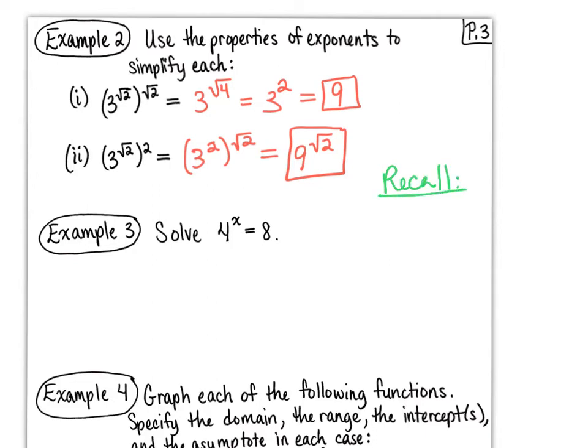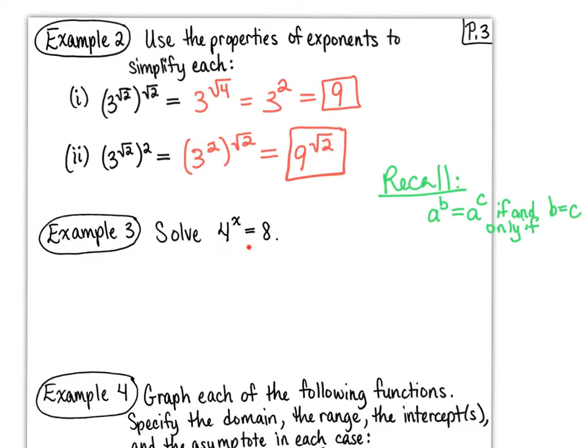There was a property that said a to the b equals a to the c if and only if what? B and C are equal. Very good. If and only if b equals c. So this is using the one-to-one property for exponential functions. So, in this example, I gave you 4 to the x equals 8.